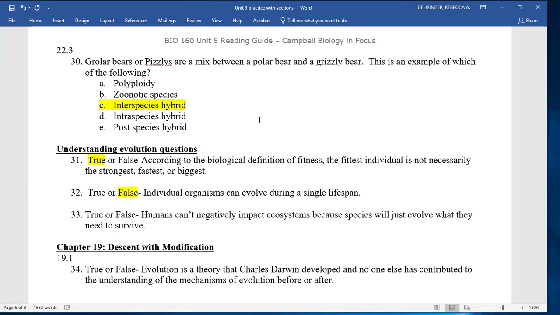33, true or false, humans can't negatively impact ecosystems because species will just evolve what they need to survive. That's false, right? Go back to my reaching the top shelf in the kitchen. If I could, I'd want to just reach that top shelf, right? The environmental conditions really don't trigger species to want to gain a particular trait or particular mutation. So we can't just choose, or at least naturally speaking, we can't just create traits that we need because we need them.